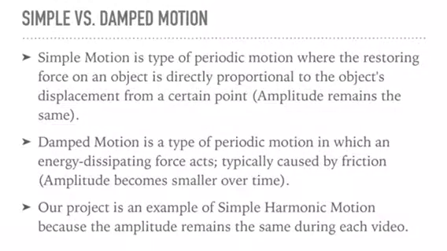Simple versus damped motion. Simple motion is a type of motion where the restoring force of an object is directly proportional to the object's displacement from a certain point, or the amplitude remains the same. Damped motion is a type of periodic motion in which an energy dissipating force acts, typically caused by friction, or the amplitude becomes smaller over time. Our project is an example of simple harmonic motion because the amplitude remains the same during each video.